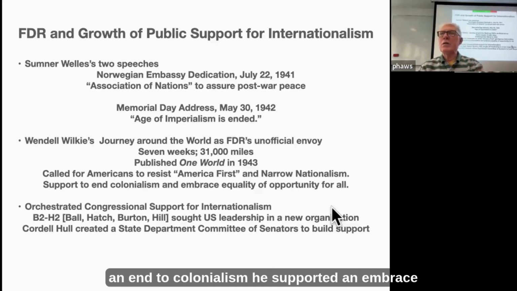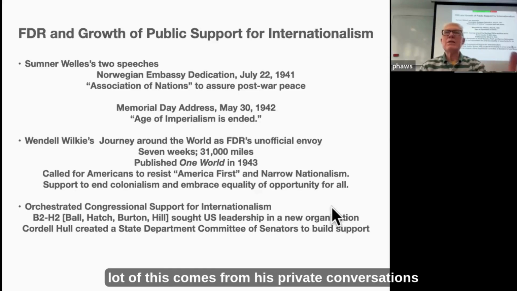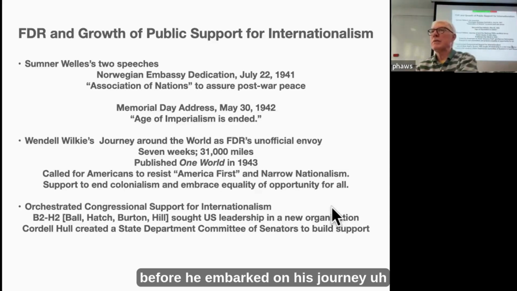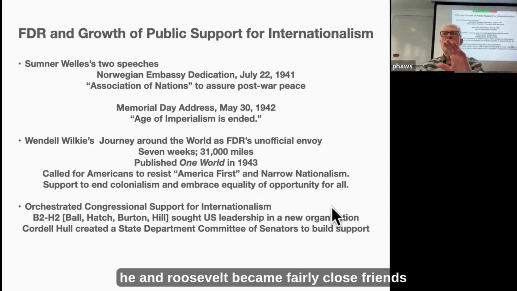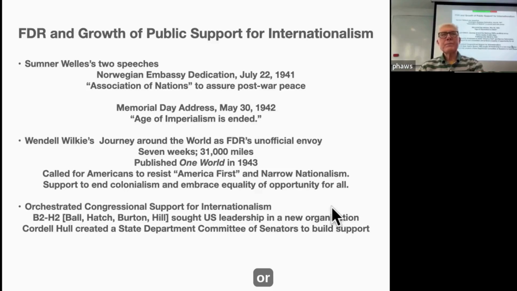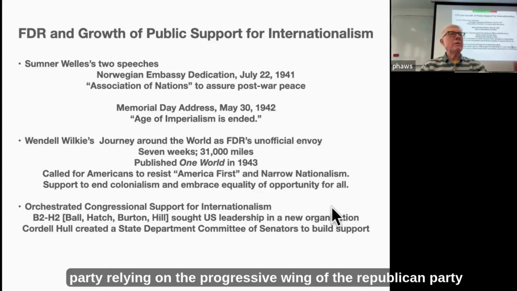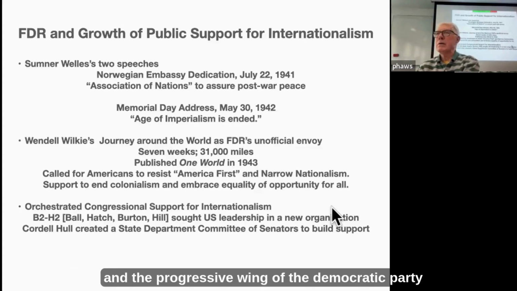He supported an end to colonialism. He supported an embrace of equality of opportunity for all. He wanted the world to be opened up. And a lot of this comes from his private conversations with Franklin Roosevelt in the fall of 1942 before he embarked on his journey. He and Roosevelt became fairly close friends. And at one point, Roosevelt even explored the possibility of Willkie being his running mate in 1944. Or could they work together to build a progressive party, relying on the progressive wing of the Republican Party and the progressive wing of the Democratic Party?